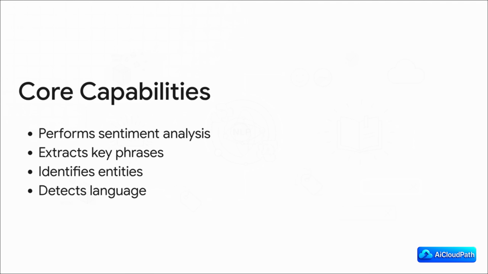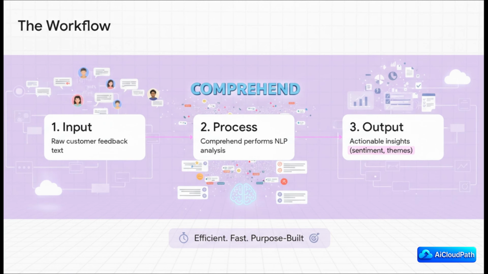It does sentiment analysis right out of the box. It can pull out the key phrases and themes that customers are talking about. This is exactly what we need, and you don't have to build any custom models. And the workflow itself couldn't be simpler. You just feed it the raw customer feedback. Comprehend does its magic, performs its analysis, and what you get out the other end is structured, actionable insights. It's efficient, it's fast, and it's purpose-built for this exact job.